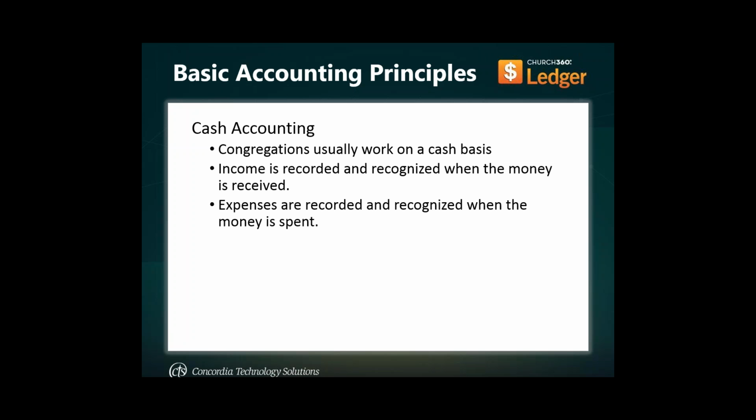Then also, when we spend the money, we write a check or do an electronic payment of some sort. Those expenses are recorded and recognized as well when the money is spent. So this is cash accounting. It's not accrual accounting. We're not adding in transactions that haven't happened yet or planned expenditures. We're only including stuff that is taking place at this moment in time.